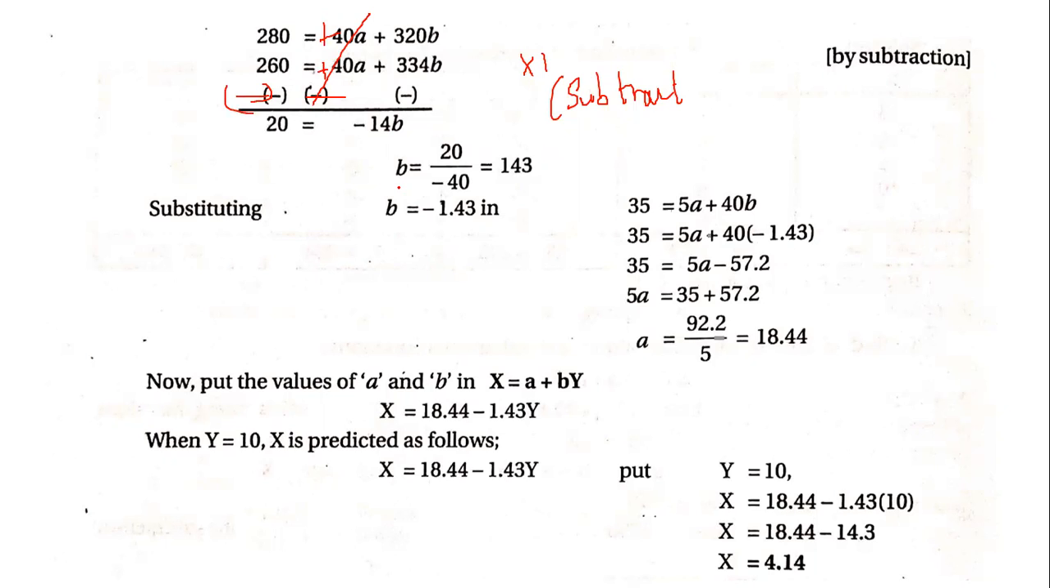Okay, 20 by 40. This is supposed to be 14. It's not 40, there's some problem here. Yes, 20 divided by minus 14. So what do you get here? You get 1.4285 something, so you can round off and write it as minus 1.43. So this is the value of b that you get. 20 by minus 14, you get a negative value.